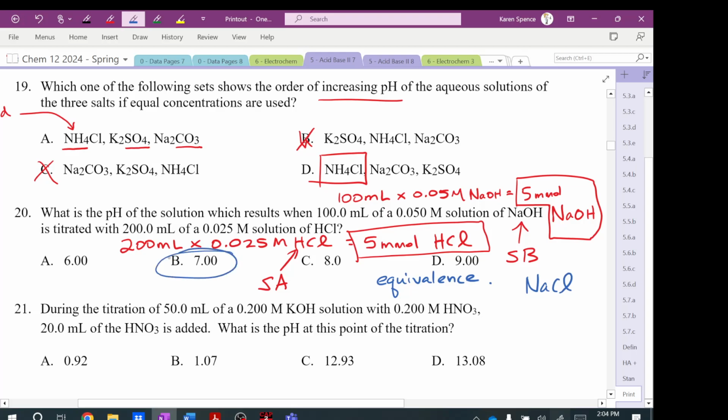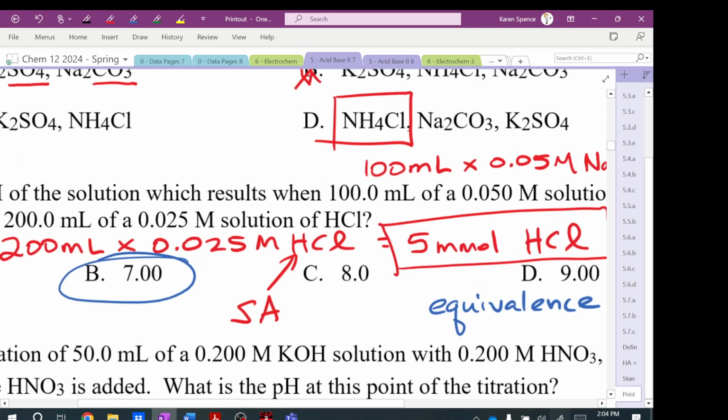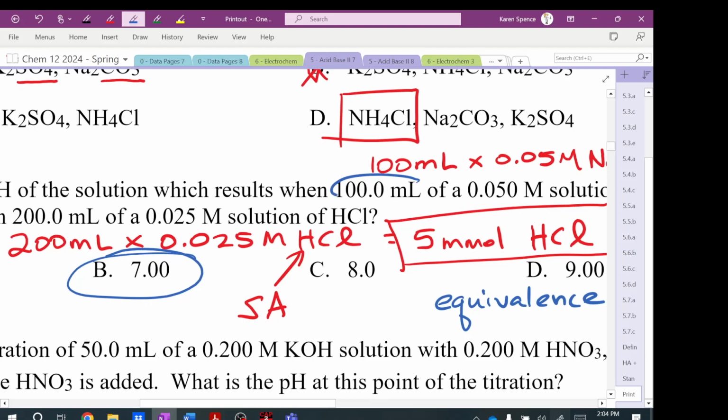Now, if you happen to be good with your mental math, you might notice that the volume doubled and the concentration halved, which means that the moles are the same. You don't even have to calculate moles. You say moles are the same. Strong acid, strong base, 7. So if you pick up on that kind of thing, you can do that question very quickly. But you can also do the calculations. Okay?